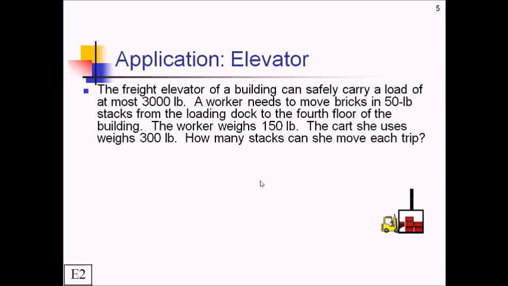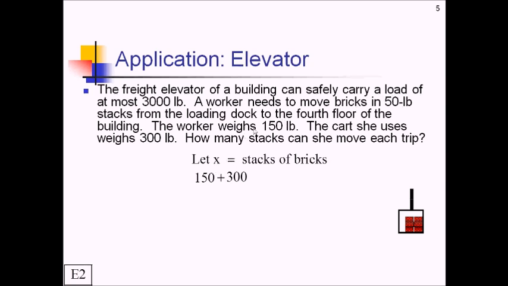Okay, now that you've paused the video and set up an inequality, let's see if you got the same thing as me. So let's have a variable in here. Let's let x be the number of stacks of bricks. You can use any letter if you want. And writing our inequality, we've got the 150-pound worker, plus another 300 pounds for her cart, plus the weight of all the bricks. Now remember, each brick stack is 50 pounds, and there are x stacks of bricks.